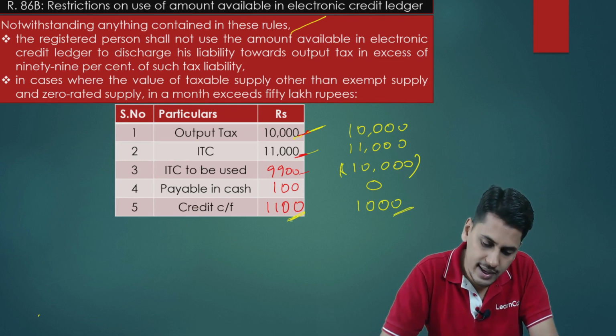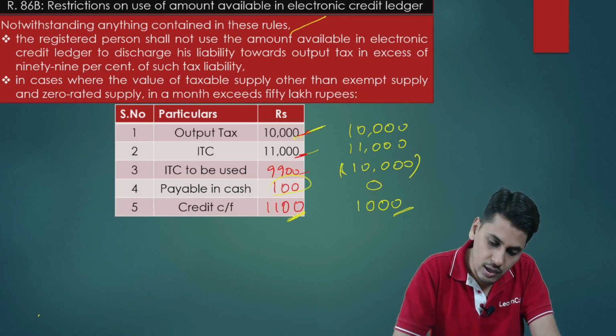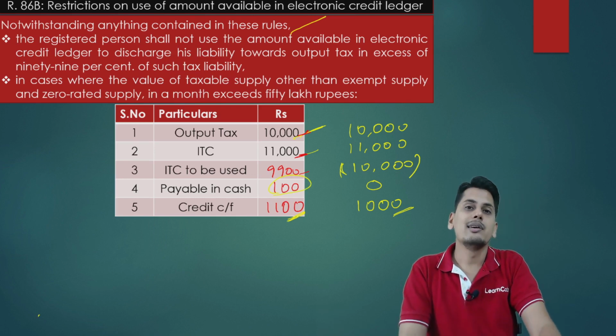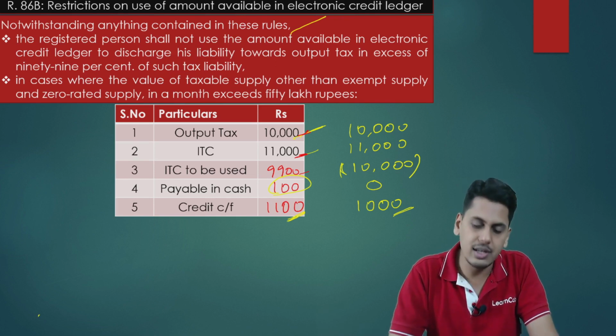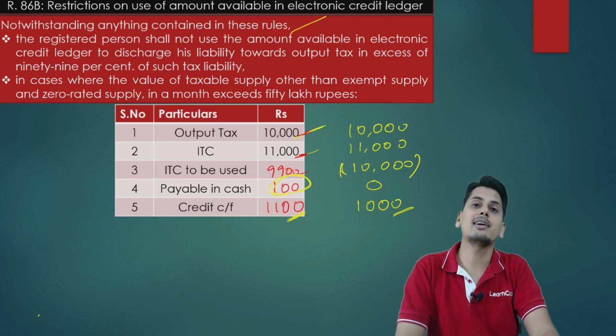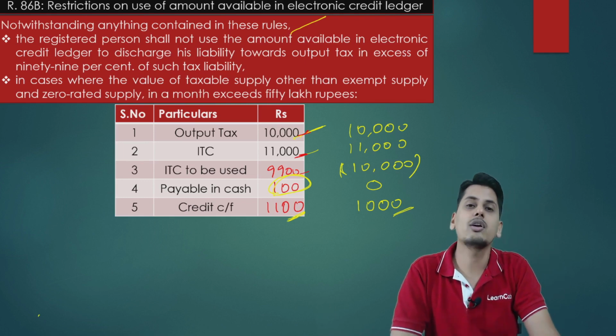Now friends, why is there this difference of 100? This difference of 100 is because here you have paid in cash. When 86B is applicable, you have paid 100 through your electronic cash ledger. So therefore, to the extent of this 100 which you have paid from your electronic cash ledger, you have not utilized your electronic credit ledger.